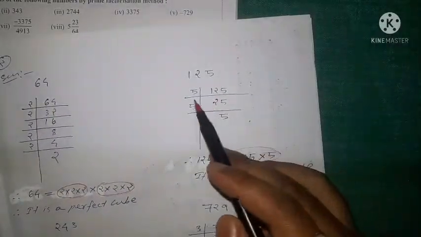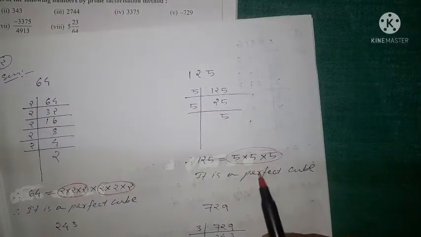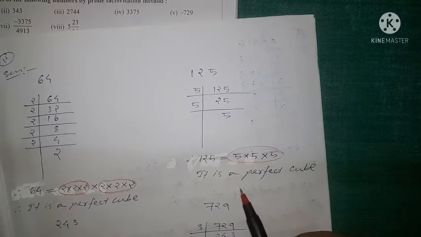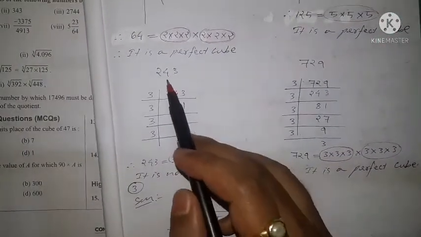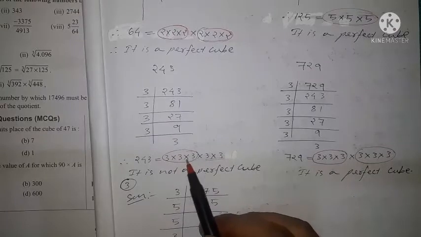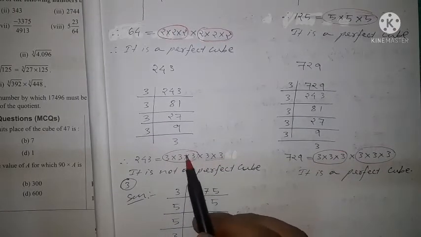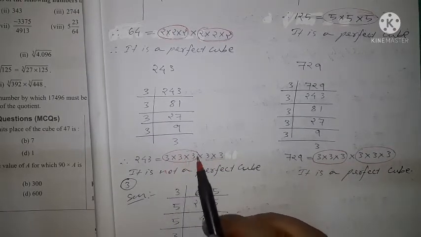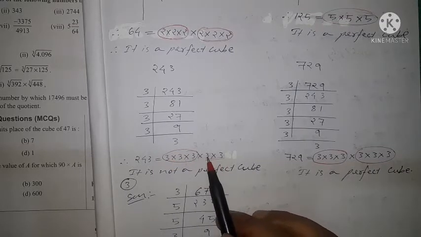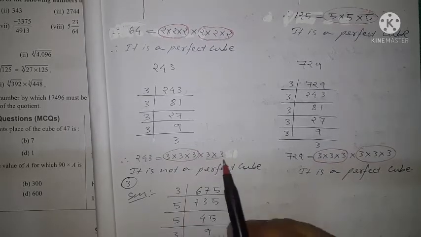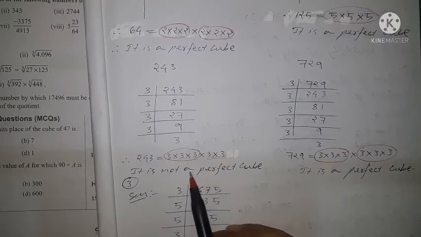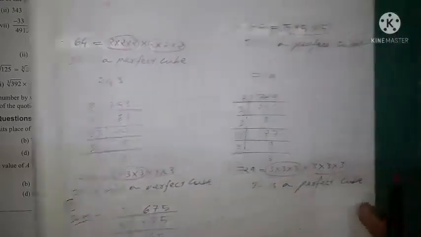For 125, the prime factorization is 5 into 5 into 5. These 3 numbers form a group, and no other number is left out. Therefore, it is a perfect cube. Again, for 243, it is 3 into 3 into 3 into 3 into 3. Five 3s are there. These 3 numbers form a group, but these 2 numbers are left out, since there is no third 3. Hence, it is not a perfect cube.